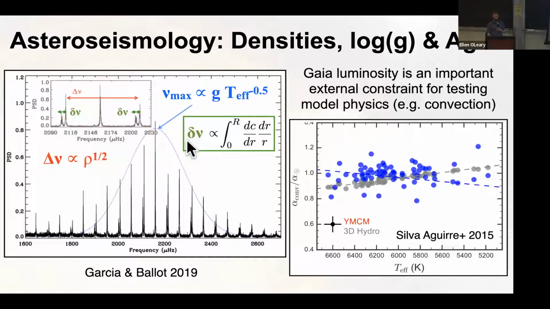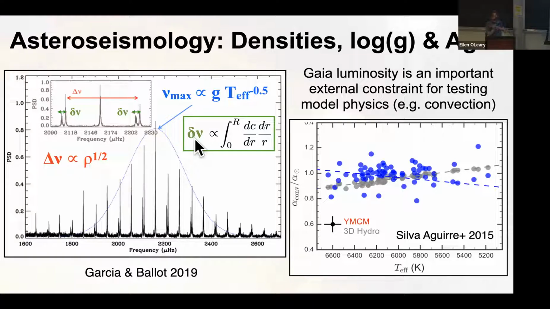But most importantly, perhaps, this so-called small frequency separation, which is one of these separations of the peaks that you see, is sensitive to the gradient of the sound speed, which is shown here as c, near the core of the star. And so as the star burns hydrogen to helium, that sound speed will change, and the small frequency separation will be sensitive to this.